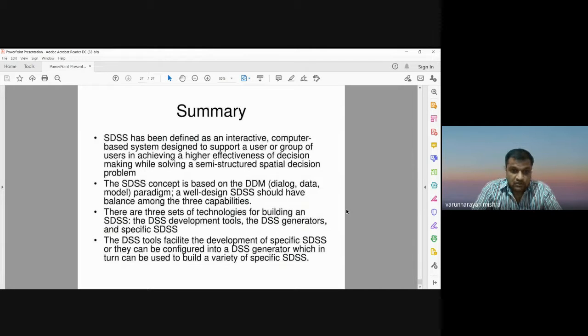SDSS is based on the development of the dialogue, data, and model. And also, there are a set of technologies for building an SDSS: the DSS development tools, the DSS generators, and the specific SDSS.